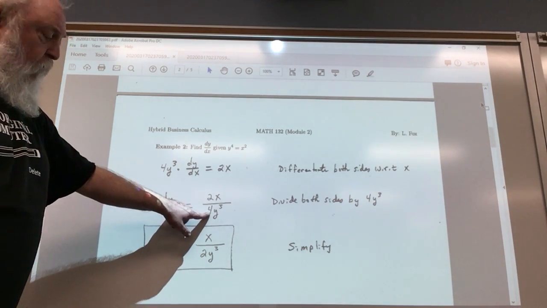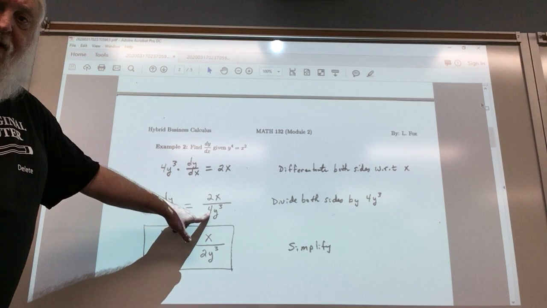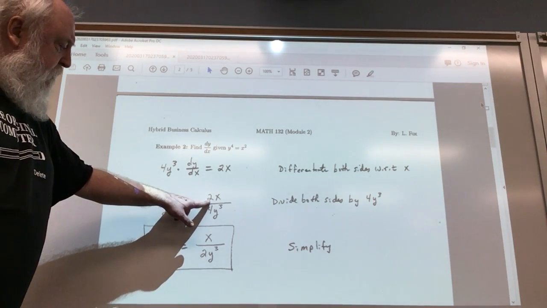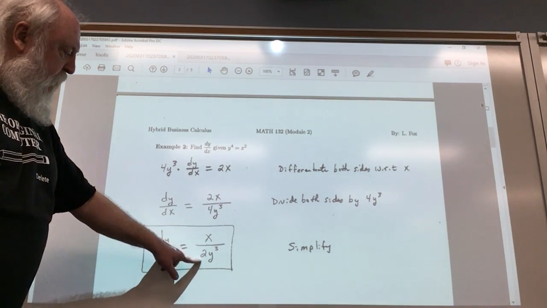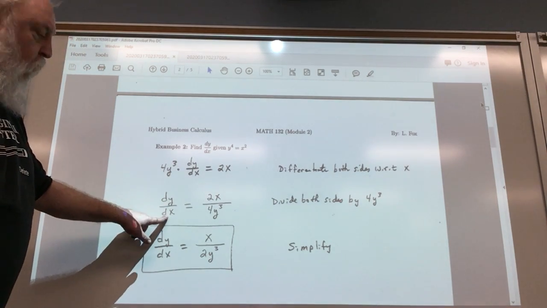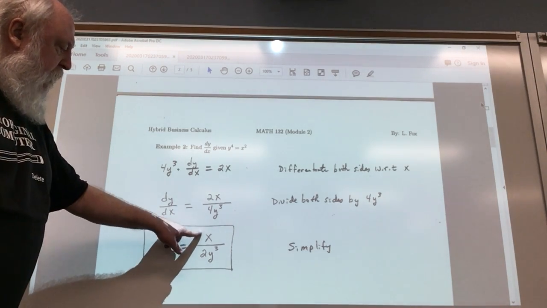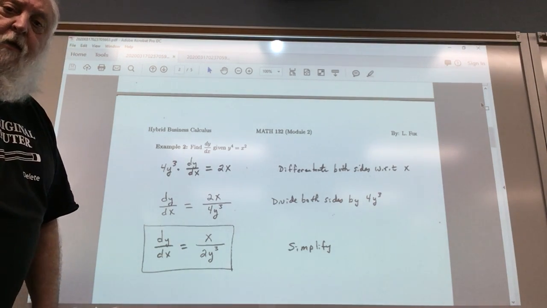The 2 and the 4 in the numerator and denominator are both divisible by 2, so 2 divided by 2 is 1, 4 divided by 2 is 2. And so dy over dx, the derivative of y with respect to x, simplifies to x over 2y cubed, and we're done.